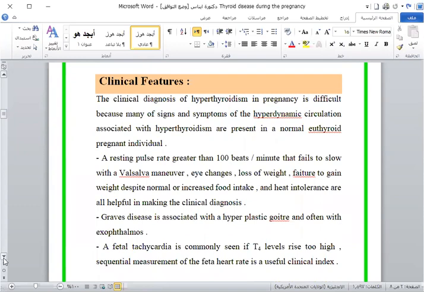As any hyperthyroidism outside pregnancy. And even the clinical diagnosis of hyperthyroidism in pregnancy is difficult because many of the signs and symptoms of hyperthyroidism and hyperdynamic circulation associated with this hyperthyroidism are present in a normal euthyroid pregnant individual. Is it an easy diagnosis in a patient not diagnosed with hyperthyroidism during pregnancy? There is difficulty. Why? Because signs and symptoms of hyperdynamic circulation associated with hyperthyroidism may be found in a normal euthyroid pregnant individual.